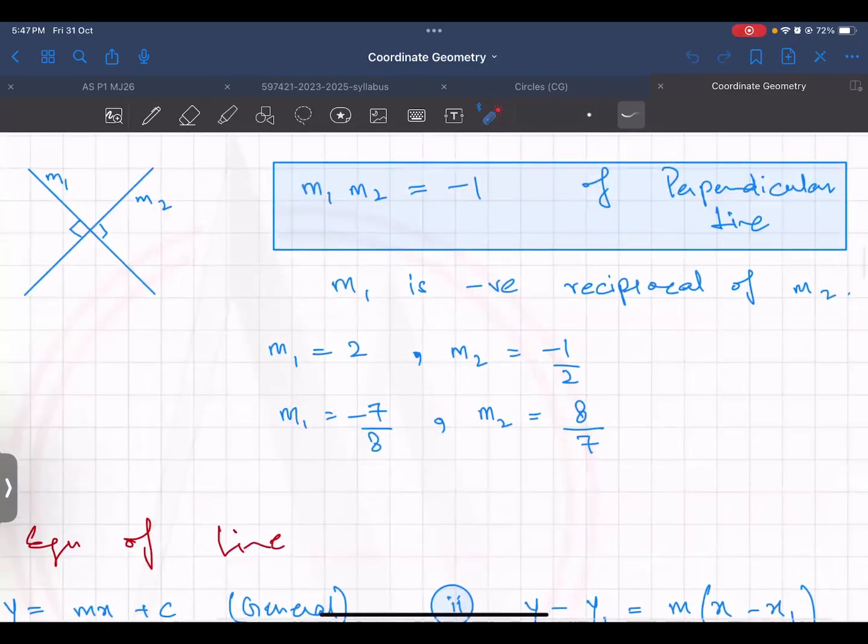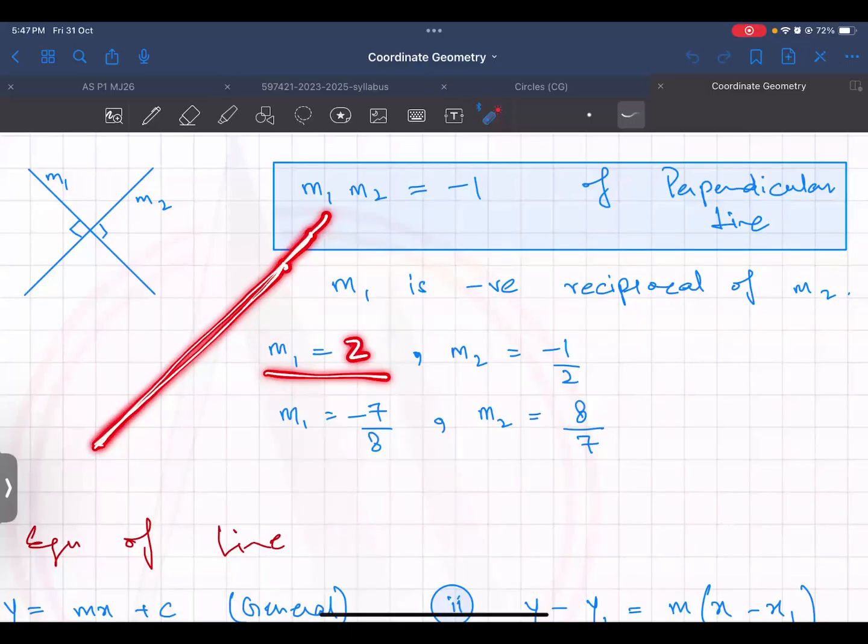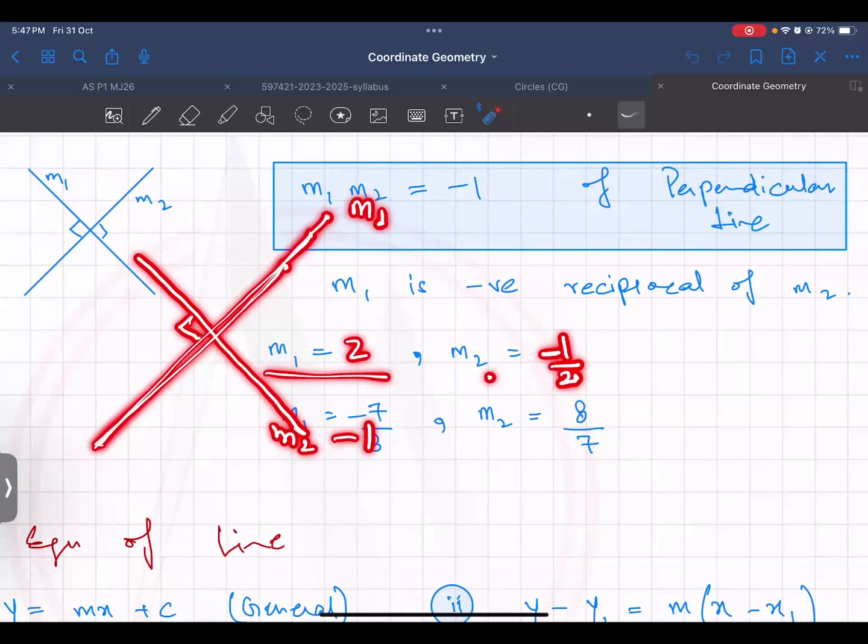So if you know the gradient m1 of one of the lines, let's suppose this is 2, m1 we know it is a positive gradient, so it should be tilted to the right side. This is your m1, let's suppose. So your m2, if you do the negative reciprocal, you multiply with the negative and then do upside down, so 1 upon 2, 2 becomes 1 upon 2 and multiply by negative, so negative reciprocal. So now this line will have a gradient of negative half.